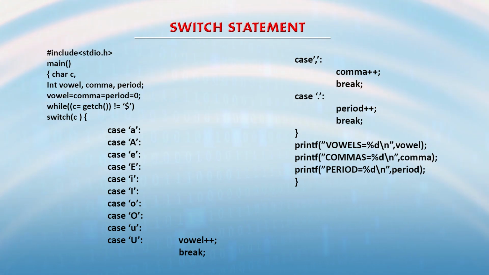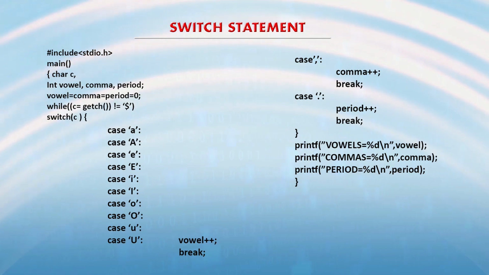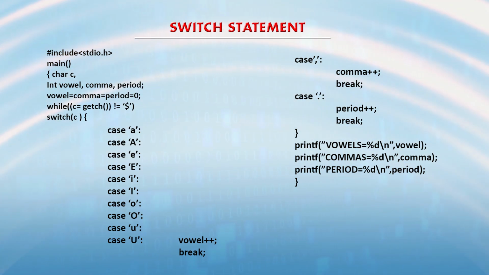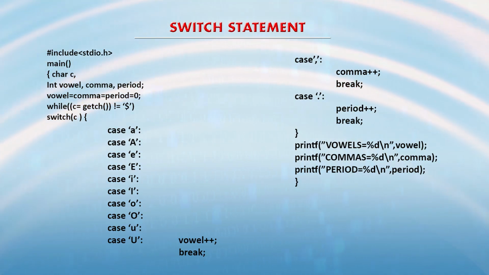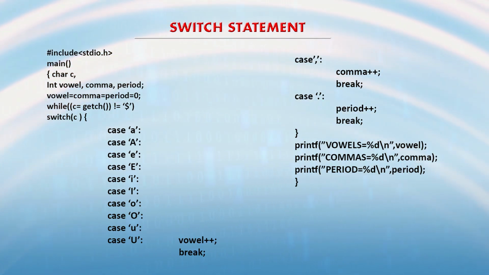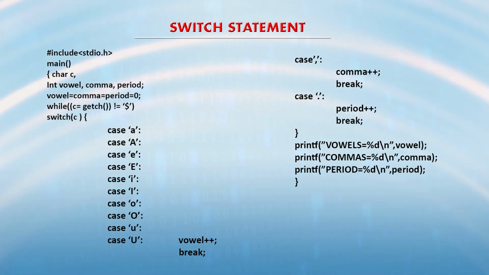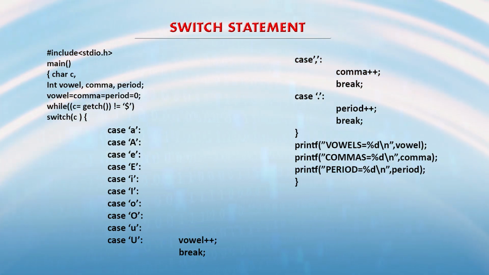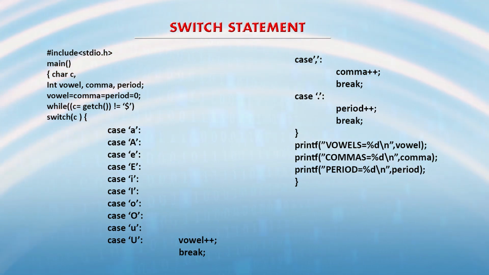Now, over here let us directly go to the main body, where a variable character C is defined, and we are defining variables of data type int: vowels, commas and periods. Vowels, commas and periods are initialized to the value 0. Now, for C we are using the function getch, which is defined in stdio.h, and we want to take continuous text from the user until the user enters $.